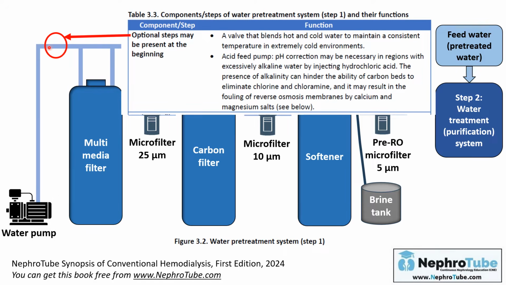Also, in some areas that have a very alkaline water, where the city tap water is very alkaline, they put here an acid feed pump that add HCl to the alkaline water to buffer it. Because if the alkaline water reaches the carbon filter, it will decrease the ability of carbon filter to remove chlorine and chloramine, and we are afraid from chlorine and chloramine to reach the reverse osmosis in step 2 and destruct it.